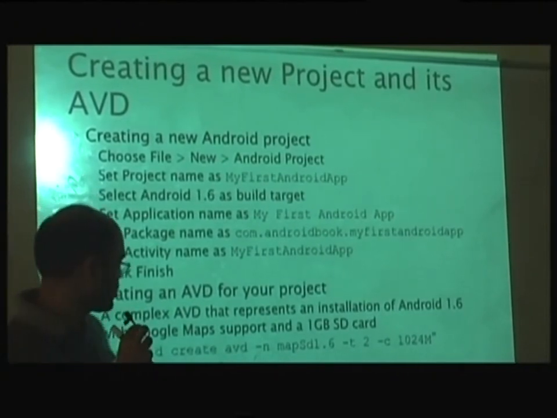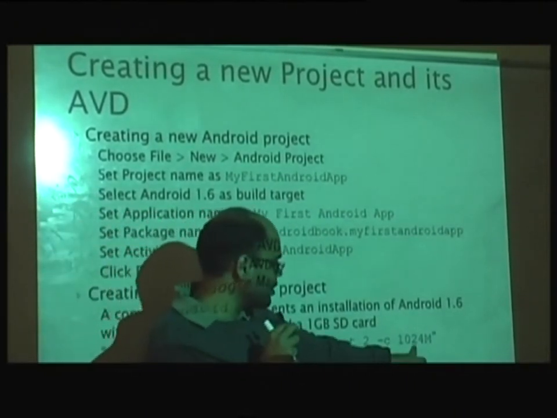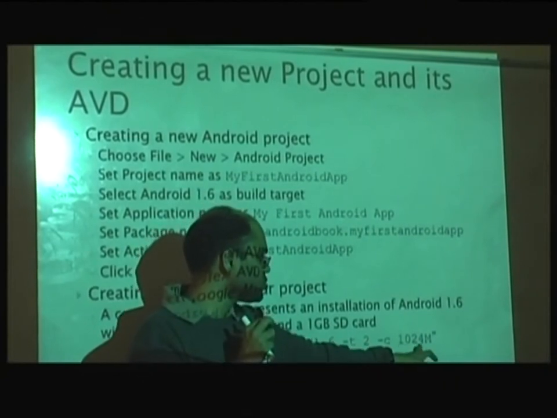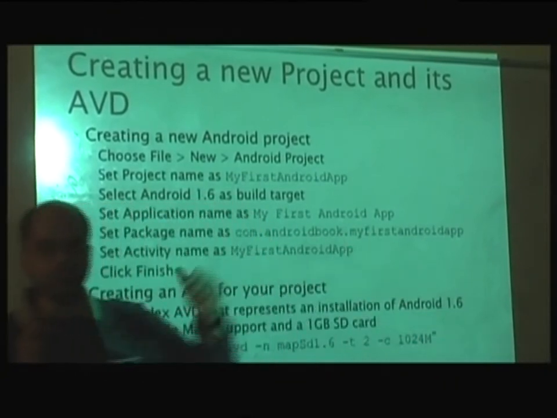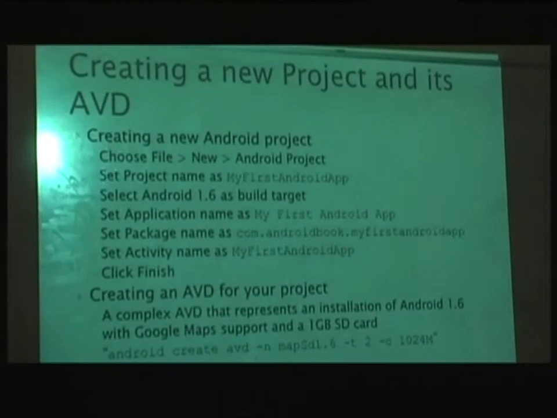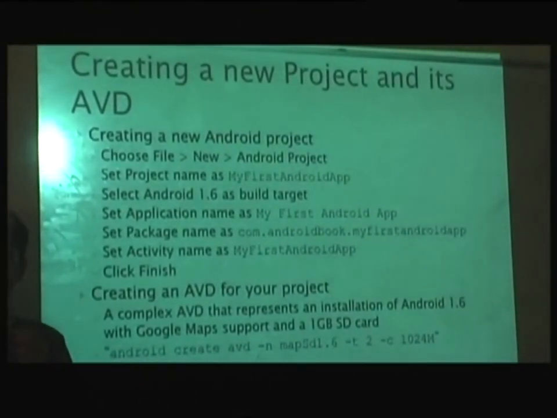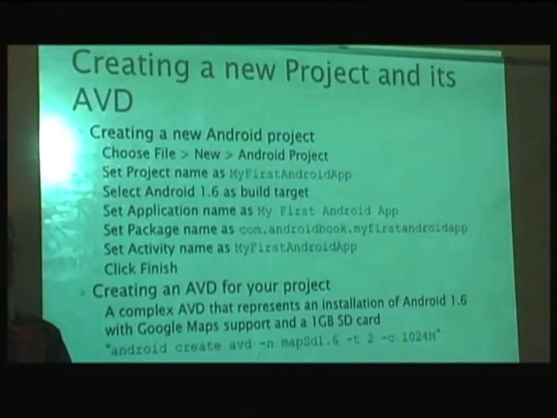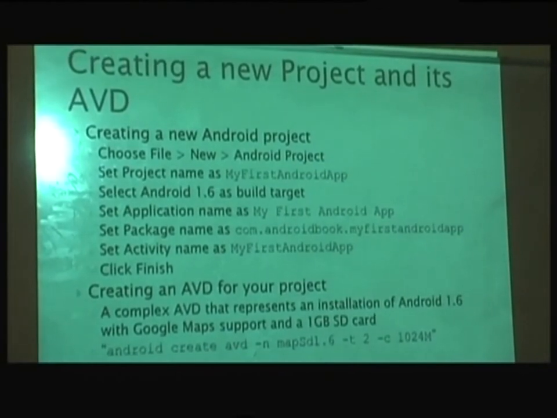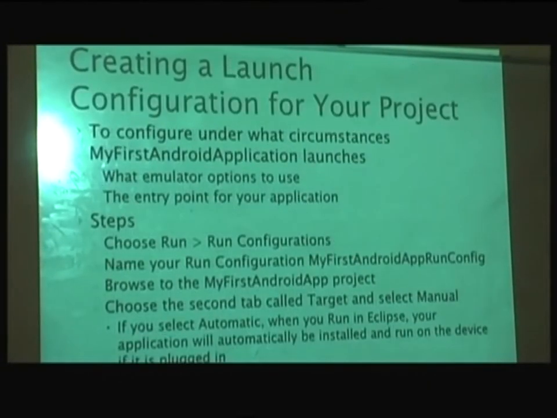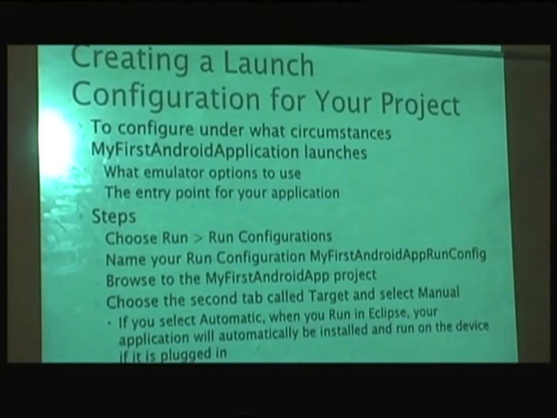Then I am creating an AVD. If you see, I am creating a flash disk of 1024 megabytes. So, for example, if your code is going to use the flash disk, the flash card, you can mention how much the size of that is, and so on. That will give you an AVD which you will use for the emulator.